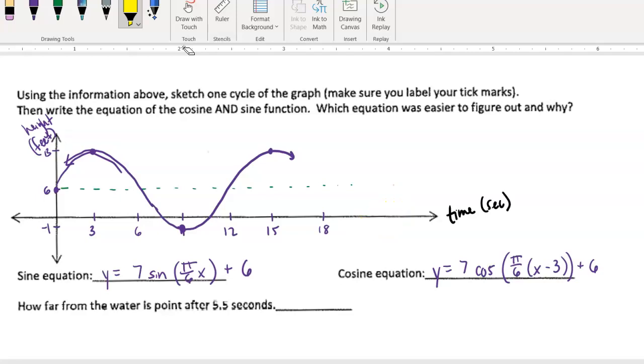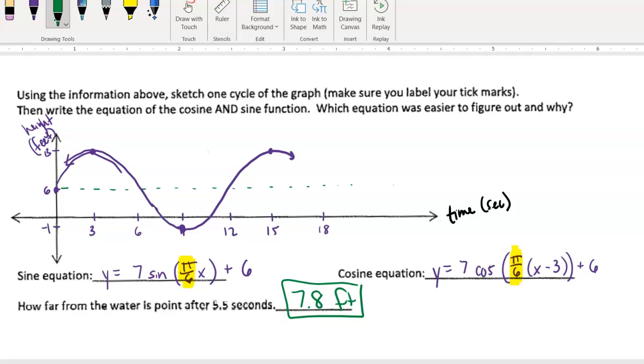So now we're going to use either one of these equations. This is how far from the water the point is after 5.5 seconds. So again, x represents your time in seconds. So we're going to put 5.5 in for x. And if you put 5.5 into either equation, you get the same exact answer. Just make sure that your calculator is in radian mode, because everything's in radians here. If you type it in your calculator, you end up getting approximately 7.8 feet. Again, it doesn't matter which equation you use, both equations result in the same answer. So that's how you do that first question in your assignment.